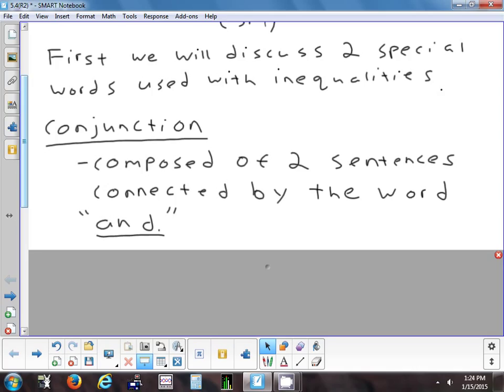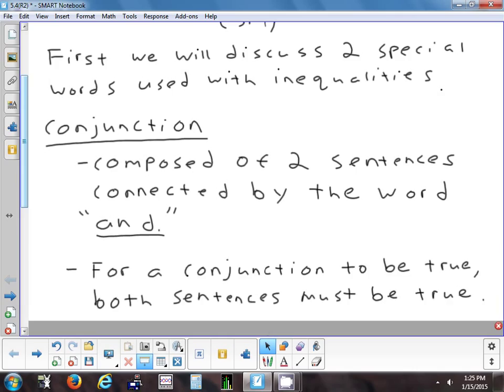For example, I could say something like, today is Thursday and it is cloudy out. That's two statements. In that case, they're both true. When you have a conjunction, in order for the entire conjunction to be true, both things that you say have to be true. Today is Thursday, yep, true. And it's cloudy outside, yep, that's true.